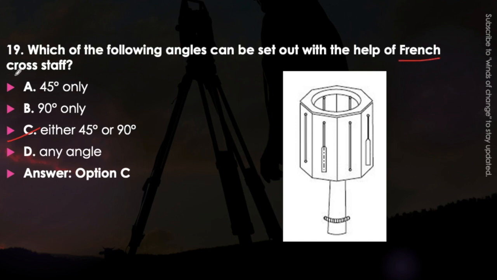So memorize it. It looks like this. It is having so many slits so that we can find out either 45 degree or 90 degree angle. So option C will be the correct answer.